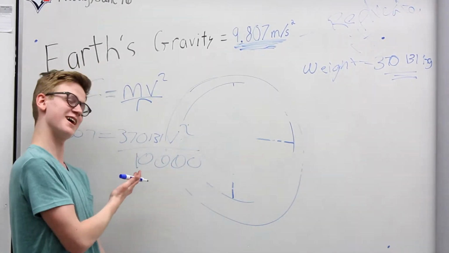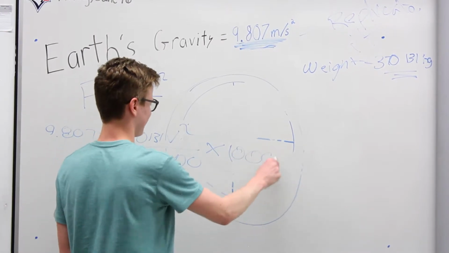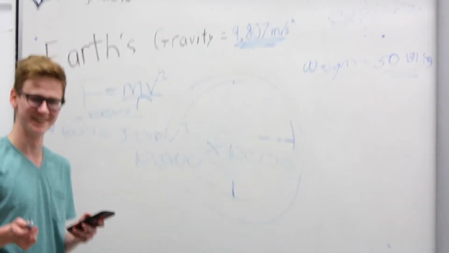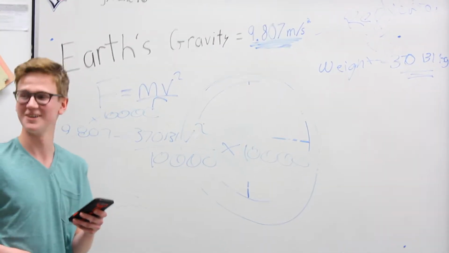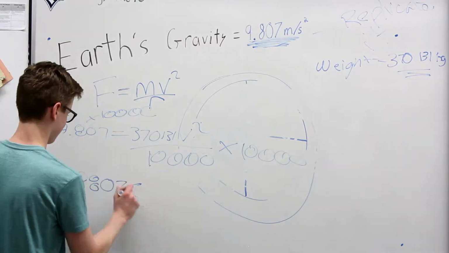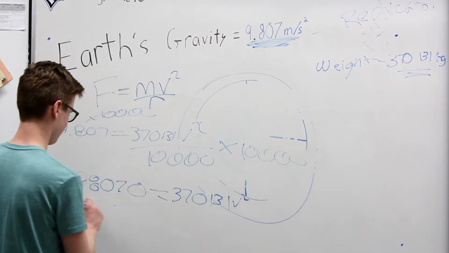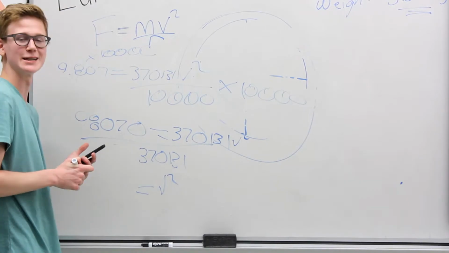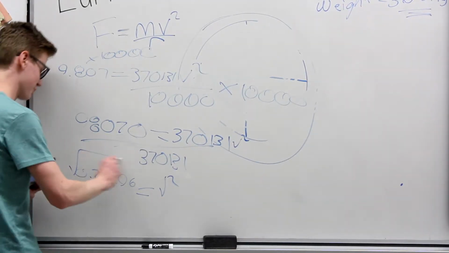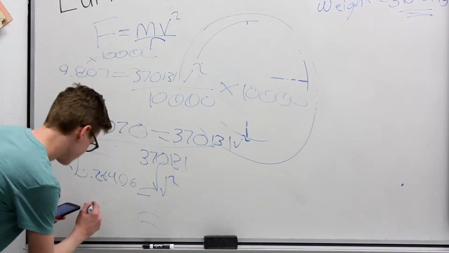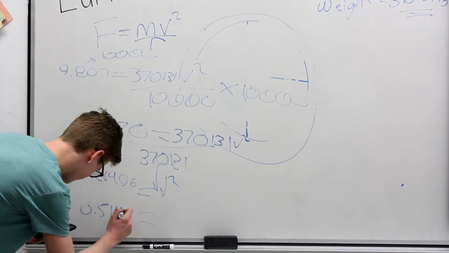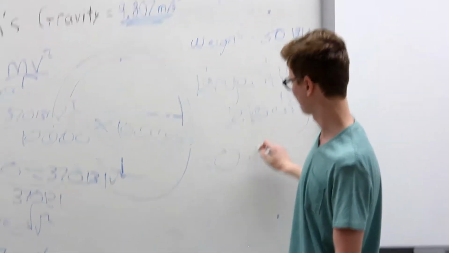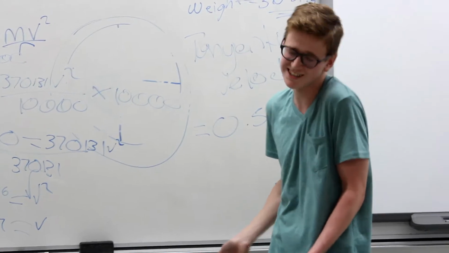And so now, we just do the math. Multiply by 10,000 each side, which equals... give me the numbers, guys. I'll just do it myself. 98, this number. And now we divide by this number to make it equal V squared. And that equals 0.2649. Now we square root it, get rid of the squared, and that equals 0.5147. And that is the tangential velocity. I don't know if it's correct, but it could be.